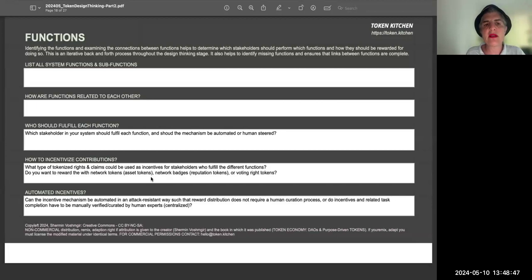So nobody will probably participate in your system if there are no incentives attached to that. Incentives don't necessarily have to be economic.